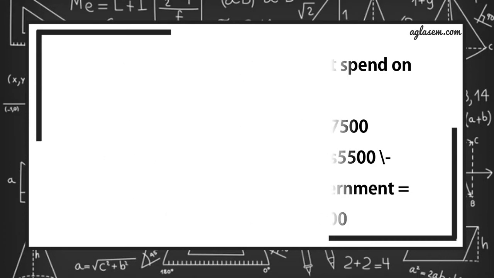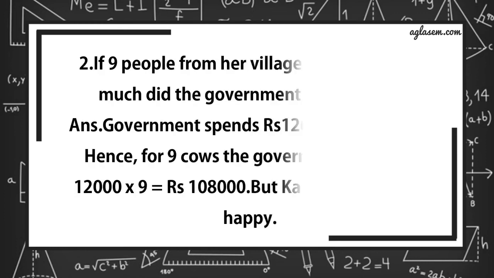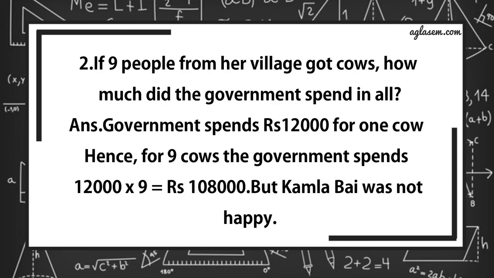Further, question number 2 says, if 9 people from her village got cows, how much did the government spend in all? Answer is, government spends rupees 12,000 for 1 cow. Hence, for 9 cows, the government spent 12,000 into 9, that is 1,08,000.